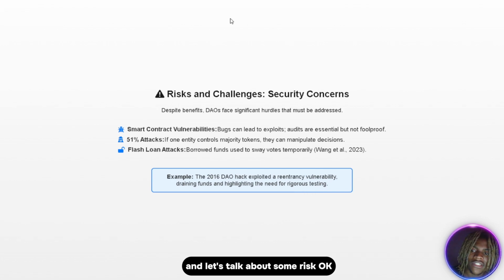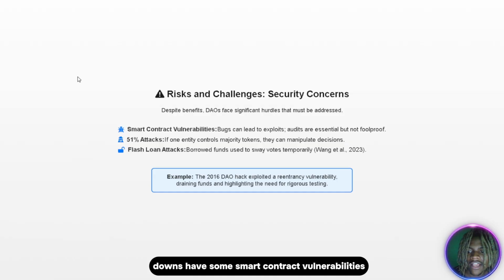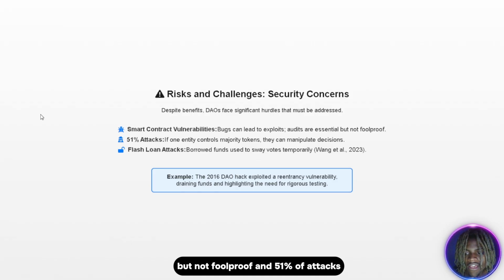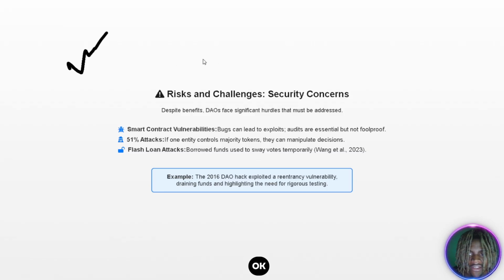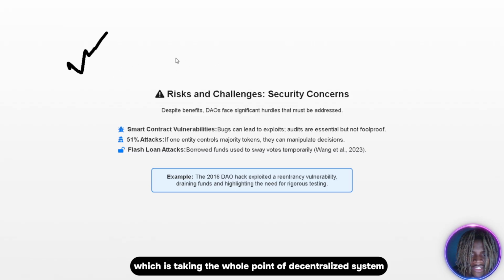And let's talk about some risks. Not everything's all peaches and cream when it comes to DAOs. DAOs have some smart contract vulnerabilities. Bugs can lead to exploits, and audits are essential but not foolproof. And 51% attacks: if one entity controls a majority of the tokens, they can manipulate decisions, which takes the whole point of a decentralized system away.